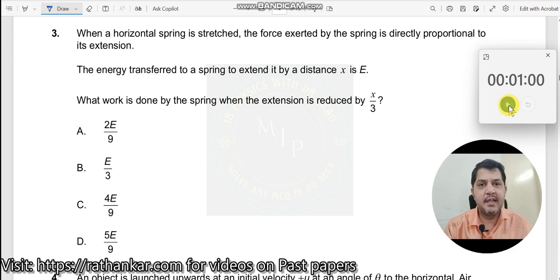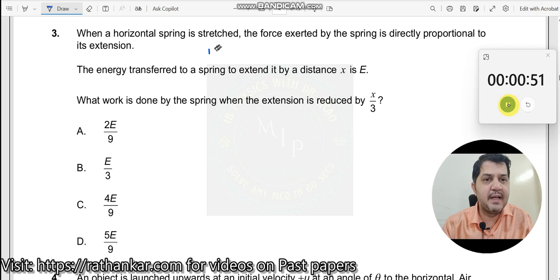Question number 3. When a horizontal spring is stretched, the force exerted by the spring is directly proportional to its extension. F is equal to minus Kx. The energy transferred to the spring when it is extended by a distance x is E. What is the work done by the spring when the extension is reduced by x by 3?